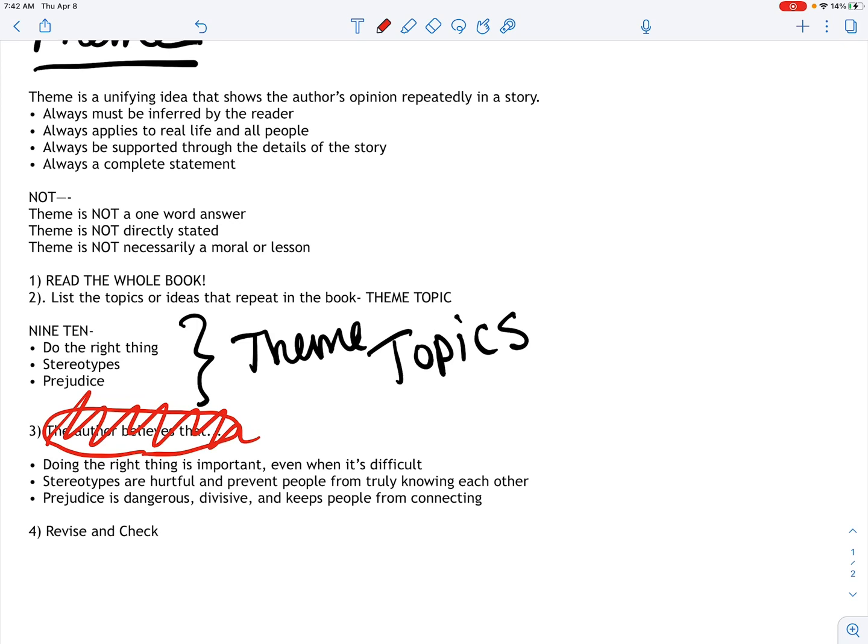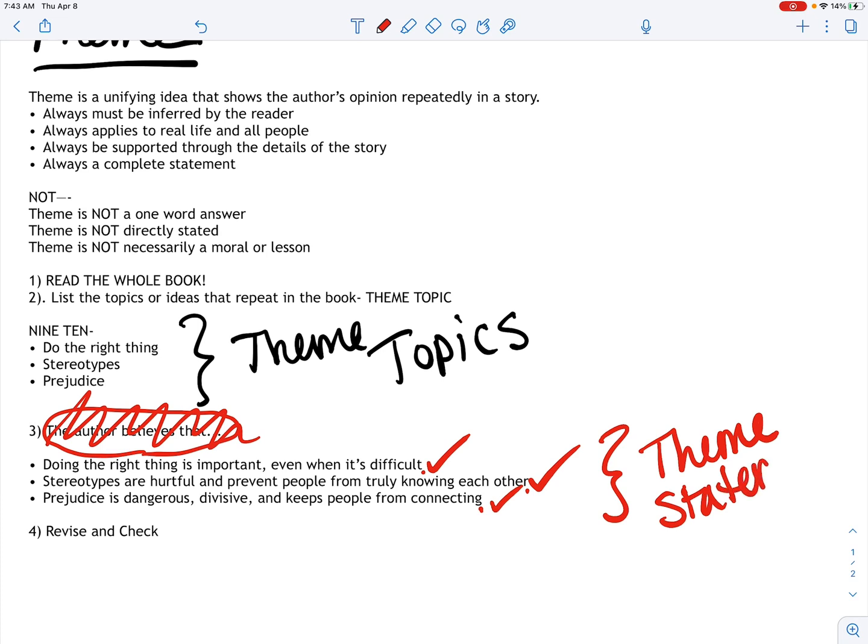So, doing the right thing is important even when it's difficult. That's a complete sentence. Stereotypes are hurtful and prevent people from truly knowing each other. That is a complete sentence. Prejudice is dangerous, divisive, and keeps people from connecting. That is a complete sentence. So I can just pop a period at the end of these bad boys, and they are good to go as theme statements. So once you revise, you should have complete sentences that are theme statements. And that's what a theme is right there.